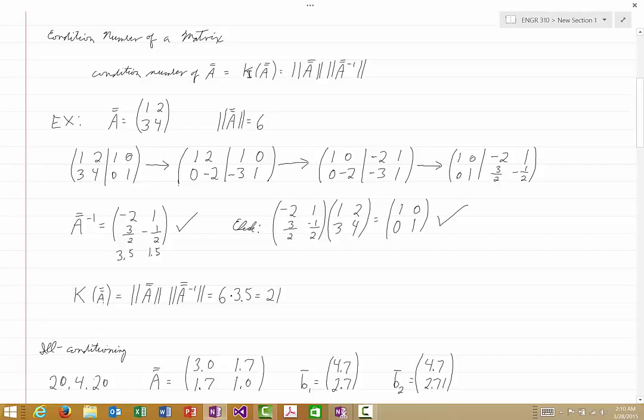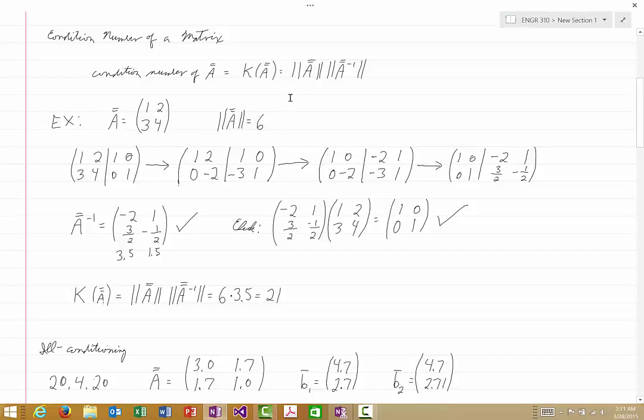Well, in order to calculate the condition number of this, we would need the norm of A and also the norm of A inverse. So let's go ahead and calculate the norm of A. If we add up the absolute values of the numbers in the first column, we get 4. If we add up the absolute values of the numbers in the second column, we get 6. 6 is bigger than 4, and therefore the norm of A is 6.